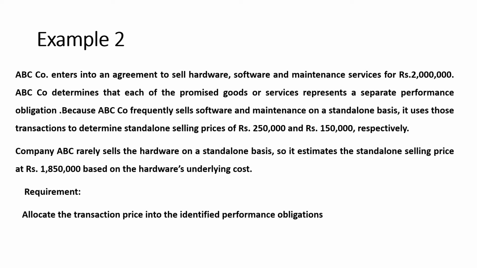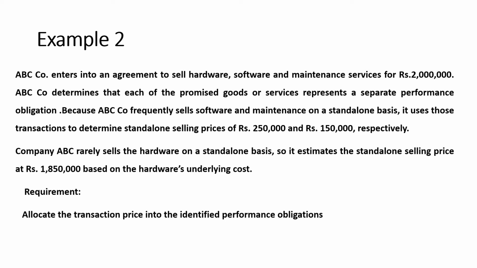ABC company entered into a contract agreement to sell hardware and software and maintenance services for 2 million rupees. ABC company determined that each of the promised goods or services represents a separate performance obligation, because ABC company frequently sells software and maintenance on a standalone basis. It uses those transactions to determine the standalone selling price of rupees 250,000 and rupees 150,000 respectively.